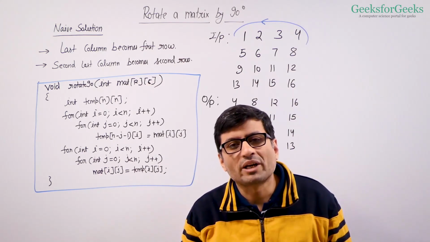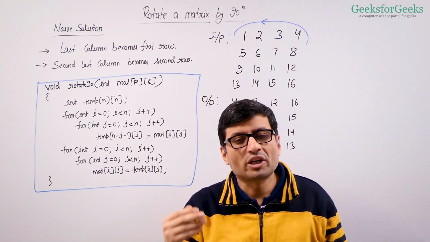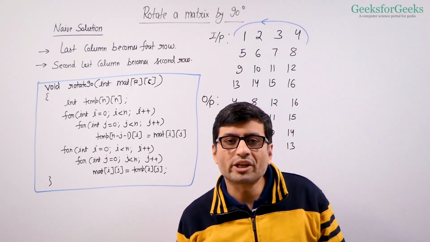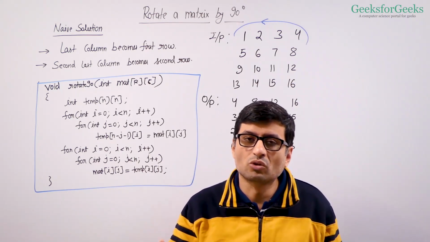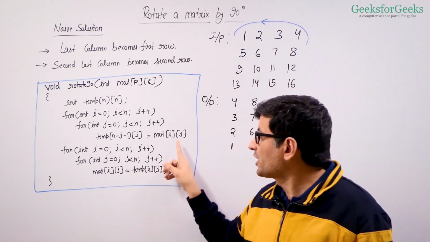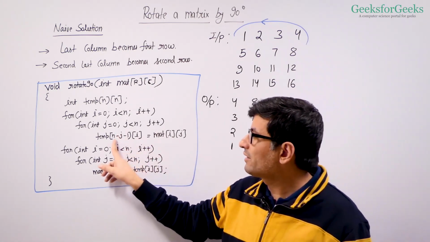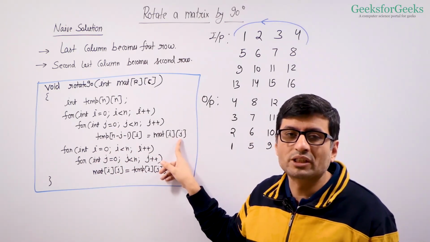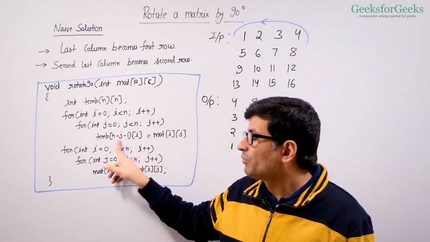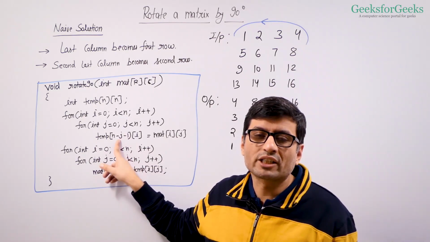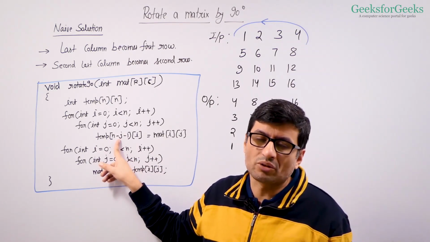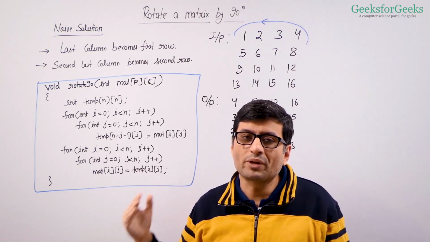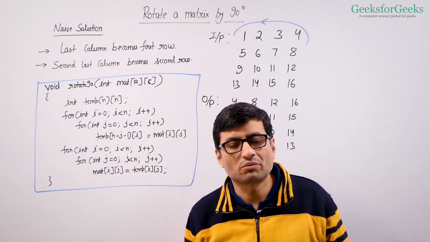So if j is n minus 1, it means you are in the last column. Then which row number should it be in the output, in the temporary array? It should be row 0, right? So if you put j equal to n minus 1, you will get 0 here. If you put j equal to n minus 2 here, it means second column. Which row number will you get? You will get the index of row as 1, which is second row. So that's how this solution ensures your appropriate column number goes to the appropriate row number.